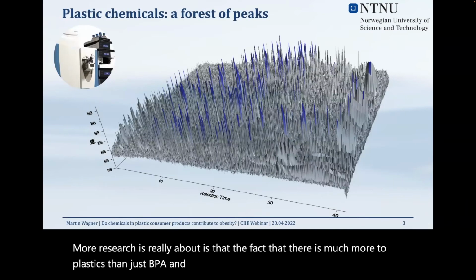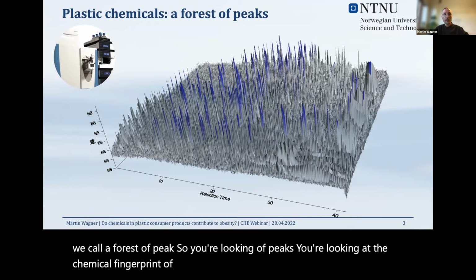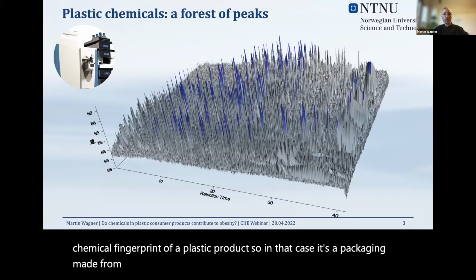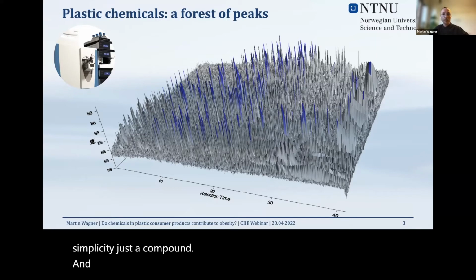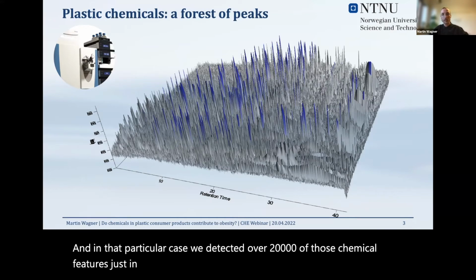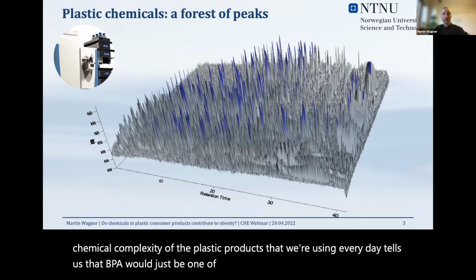And to illustrate the fact, I'm showing you here what we call a forest of peaks. You're looking at the chemical fingerprint of a plastic product. In that case, it's a packaging made from bioplastics. Each of those tiny little trees or peaks that you're seeing represents what we call a chemical feature, or for simplicity, just a compound. And in that particular case, we detected over 20,000 of those chemical features just in one single bioplastic product. So that really highlights the chemical complexity of the plastic products that we're using every day, and tells us that BPA would just be one of the trees in that massive forest.